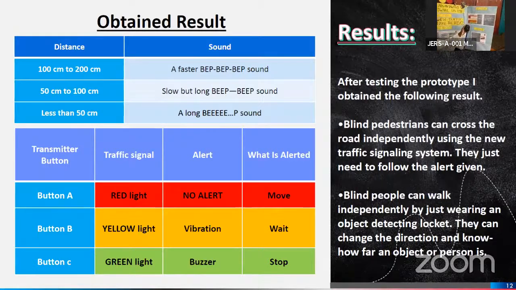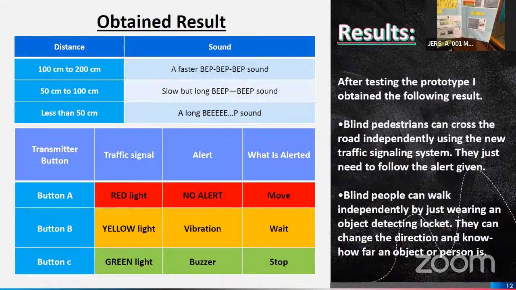And in the object rating locket, when the distance is between 100 to 200 centimeter, they will receive a faster sound. And when the distance is between 50 centimeter to 100 centimeter, they will receive a slow but long sound. And when the distance is below 50 centimeter, they will receive a constant sound.